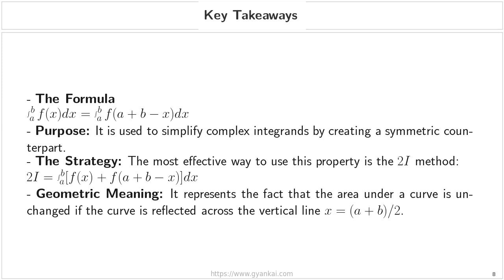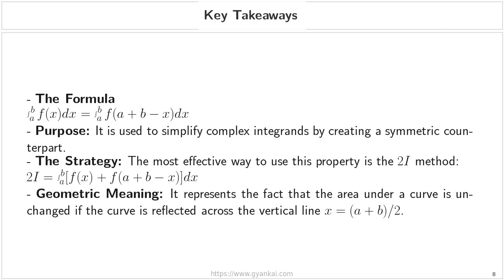Finally, geometric meaning. It's helpful to visualize what's happening. This property essentially states that the area under the curve of f of x from a to b is identical to the area under the curve of its reflection across the vertical line x equals a plus b divided by 2. Think of it like folding the graph along that vertical line. The areas will match up perfectly. This is why the value of the integral remains unchanged, even though we've altered the function inside the integral.